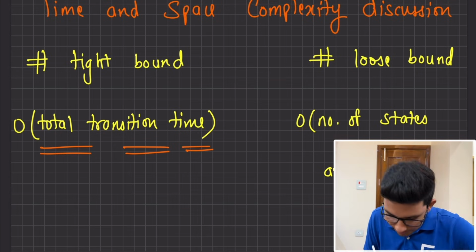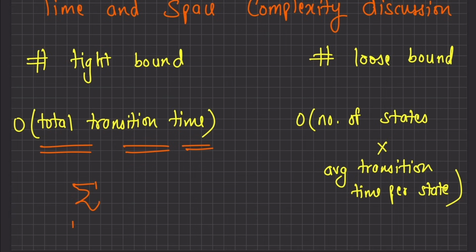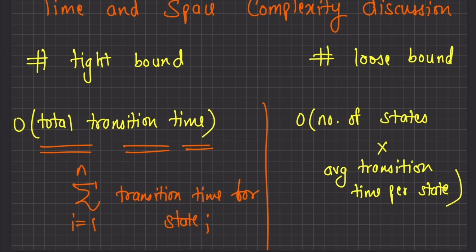Okay, so total transition time is nothing but saying something like this. Let's suppose there are n states. So for all the n states, you're going to just add up the transition time for state i. Okay, see, both of these things are essentially the same only. When the average transition time for every single state is kind of the same, then this formula also works pretty well. But in some problems, you might have this condition that a single state is taking a very long time, but some other states are taking very little time. So this average is not going to come out very well. Okay, so in this case, you might have to do something like this.